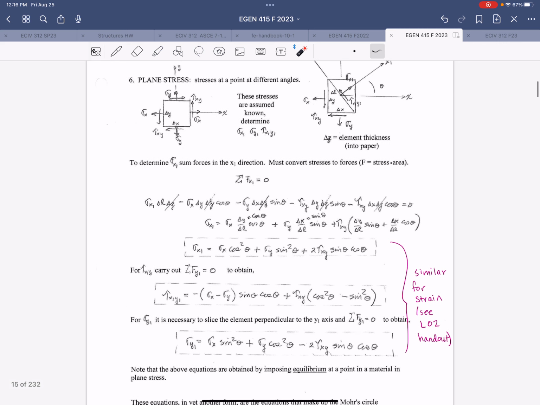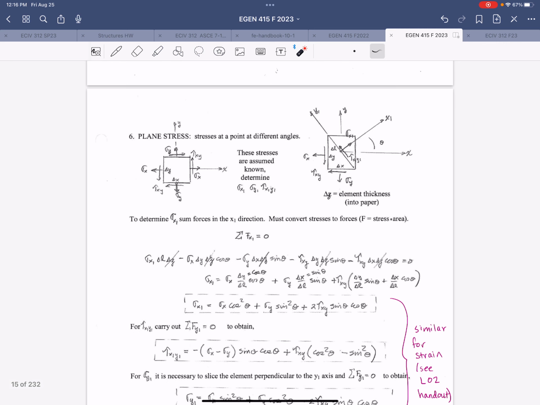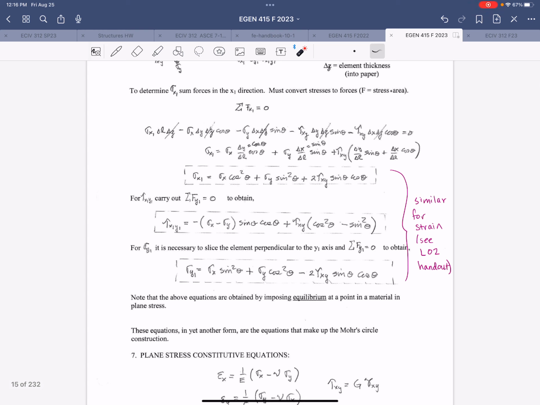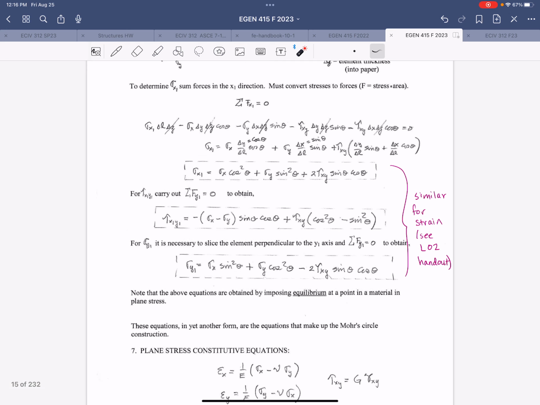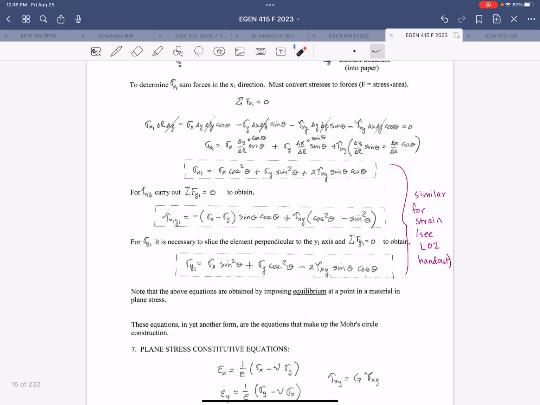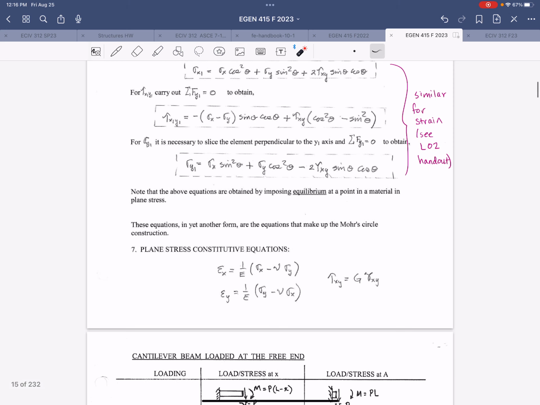And then going on to plane stress and the stress transformation equations. These should all be familiar. You should have seen them in mechanics of materials. We have a similar set of transformation equations for strain, so there's a similar handout in the strain lecture that will include those. The strain transformation equations I don't expect that you've seen before. I don't think those are typically covered in mechanics of materials, but it maybe depends on who taught you. The stresses are definitely something that you've seen.